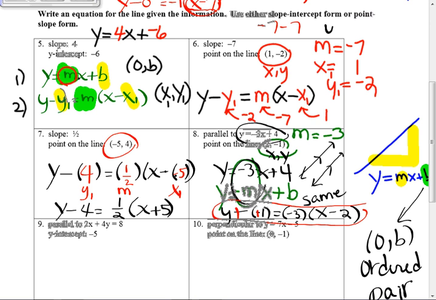It's y minus, what's the y coordinate here? What's the y coordinate? -2 equals my slope. What was my slope? It says what it is. What's my slope? -7.